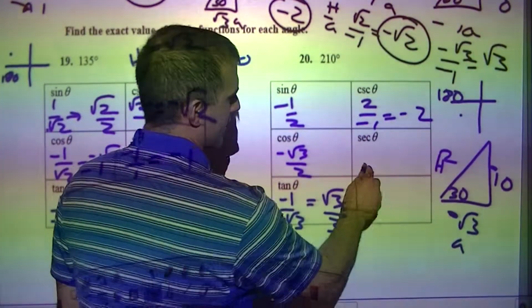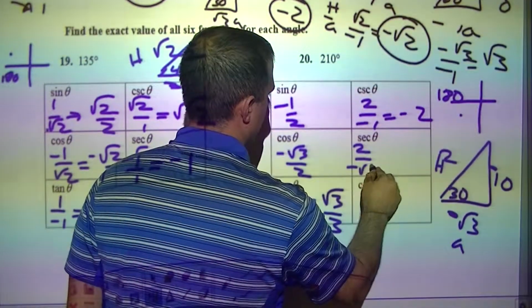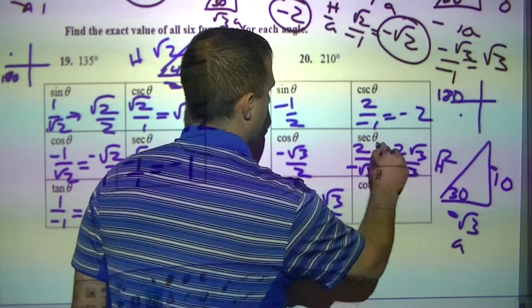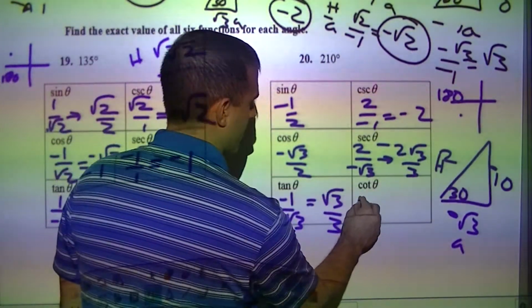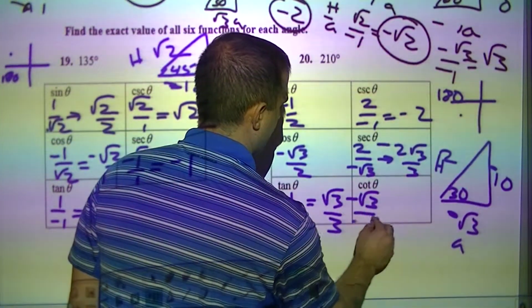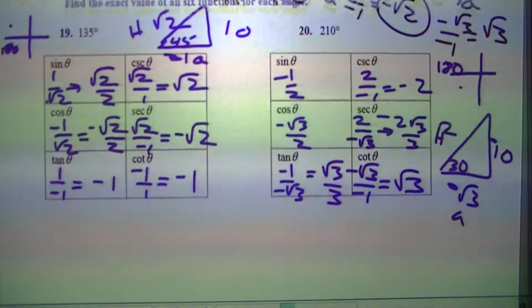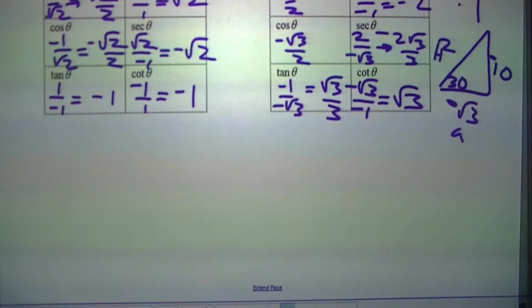Secant. Secant is going to be 2 over negative square root of 3. Start with the negative, finish. So that's 2 square root of 3 over 3 with a negative. And cotangent is going to be negative square root of 3 over negative 1, which is square root of 3. Okay? All right?